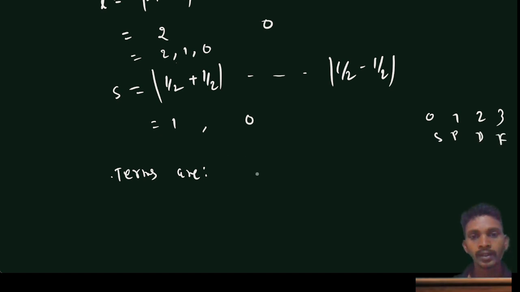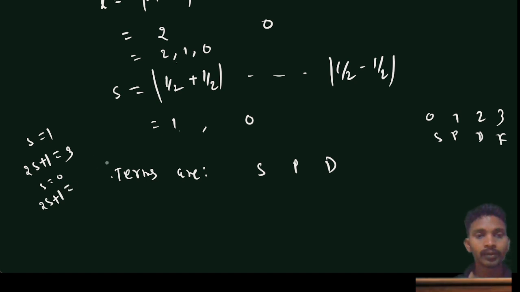So what is there? S is there, P is there, and D is there. Okay, if S is equal to 1, then 2S plus 1 is 2 times 1 plus 1, that will be 3, and if S is equal to 0, then 2S plus 1 is 0 plus 1, that will be 1. So this will be 3, 3 and 3, and the other will be S, P, D, that will be 1, 1, 1. So these are the terms.